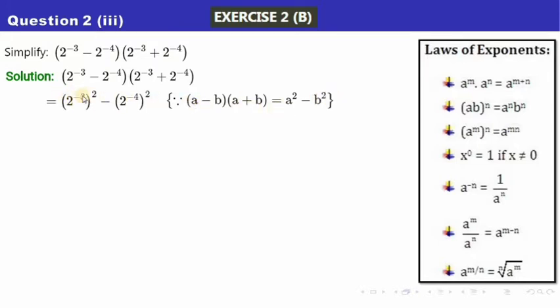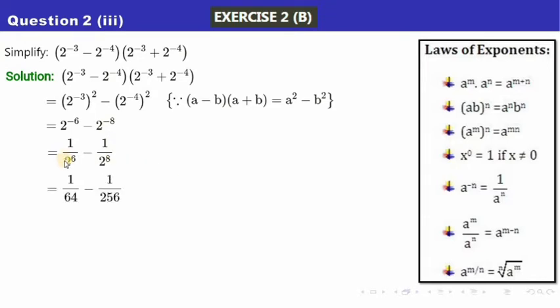So a is 2 to the power minus 3, square. As per the formula we need to put square minus b square. Now again apply the third law, which says you need to multiply the powers. So minus 3 into 2 is minus 6, minus 4 into 2 is minus 8. Now 2 to the power minus 6, using this law, can be written as 1 by 2 to the power 6, minus 1 by 2 to the power 8.